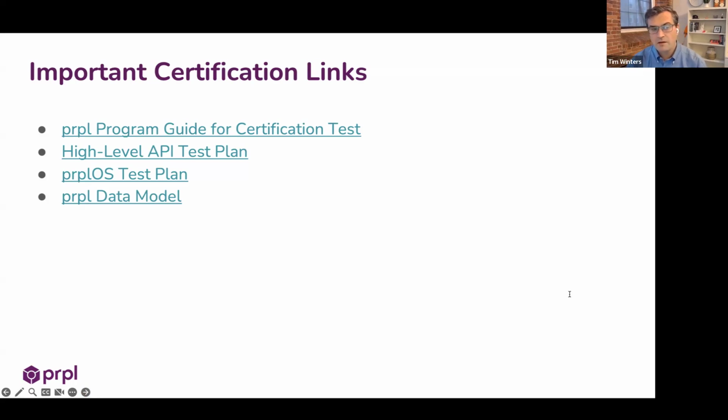High-level API test plan is available. That's on there. That's a PDF as well. The prplOS test plan isn't available to non-members at the moment. It's not listed on the site. It's because it hasn't finished yet. Like I said, we're going to wrap that up next week. And then that will be available there as well. And then the last one is a Confluence link to the data model, the profile that we have created, the TR-181. And next slide.